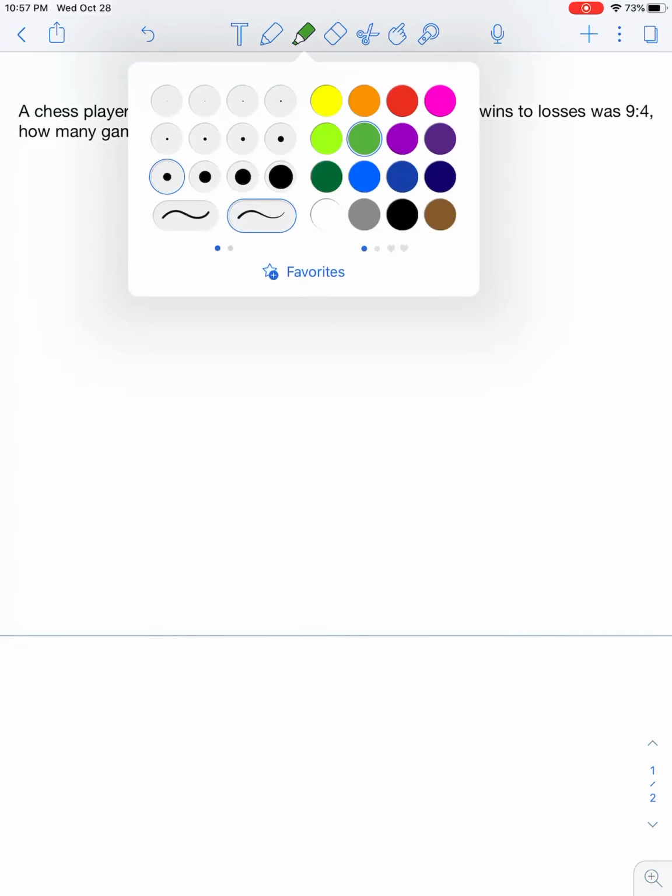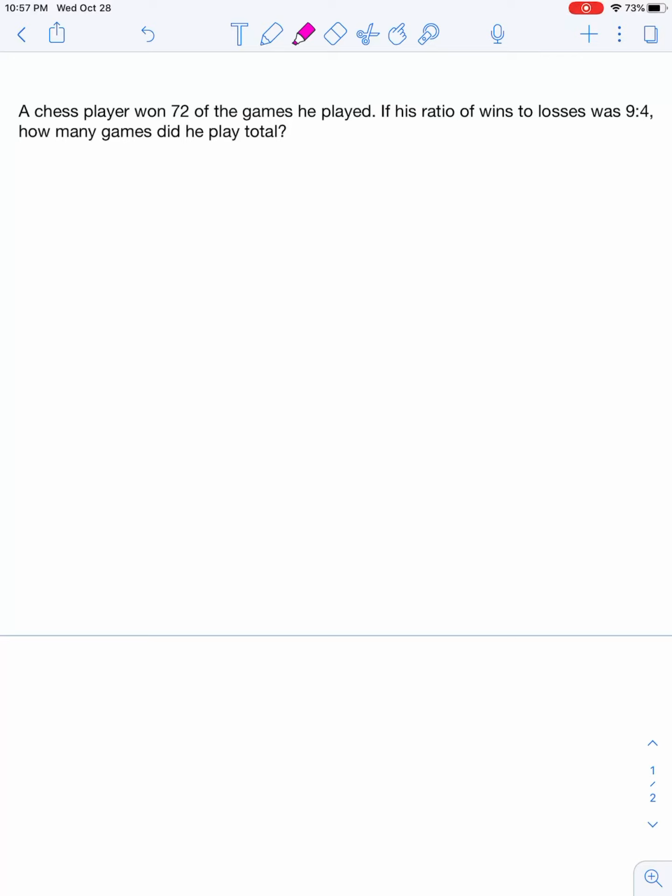A chess player won 72 games. Let's get ready to highlight. A chess player won 72 of the games he played. If his ratio of wins to losses was 9 to 4, how many games did he play total? This is an interesting problem. It's a little bit different. So let's see, what's important in the problem? Well, the ratio of wins to losses was 9 to 4, and he won 72. And they want to know how many games did he play total. And that word is really important.